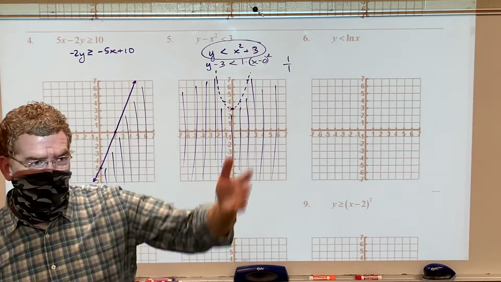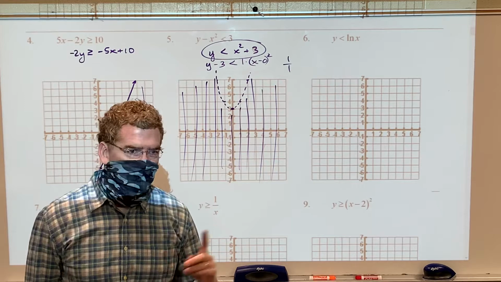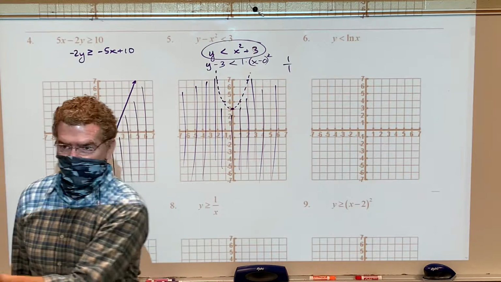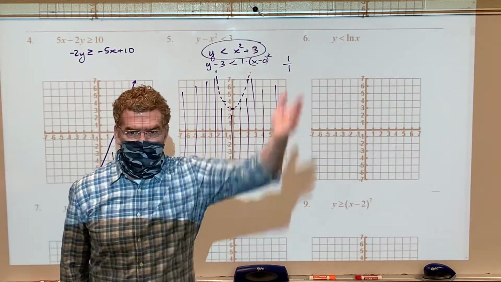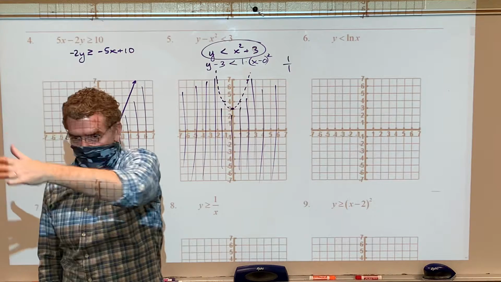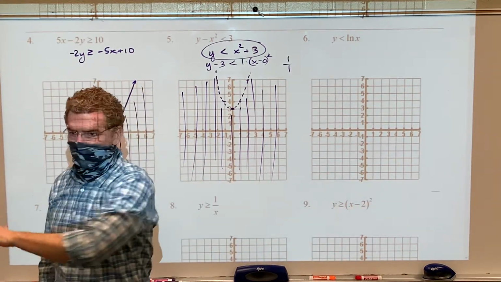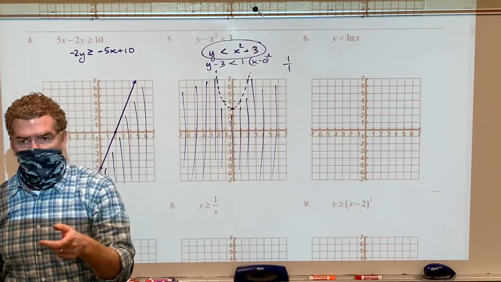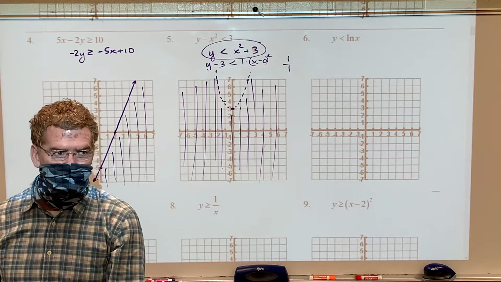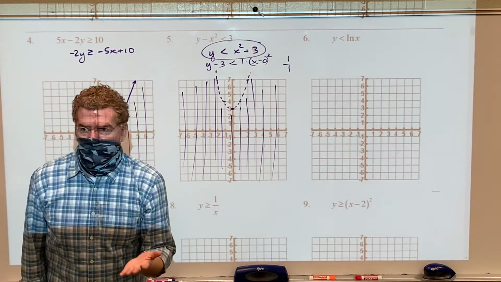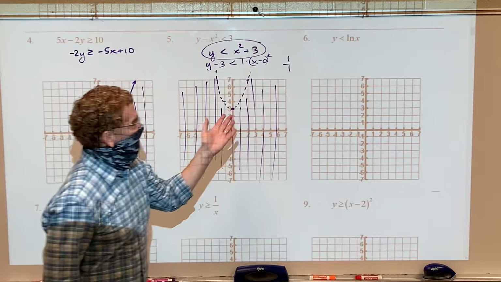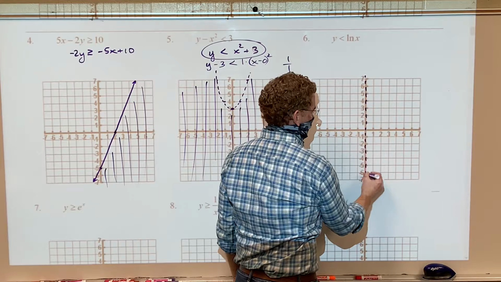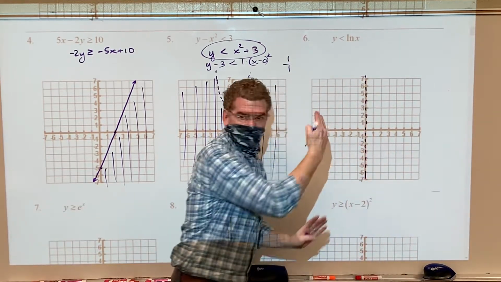And what's the relationship between a log and an exponential curve? They are inverses of each other. And if exponential curves grow like this, or maybe decay like this, exponential curves have horizontal asymptotes. So if logs are inverses, then that means logs have vertical asymptotes. So all I need is to know the vertical asymptote, and since there's no shift, there's my vertical asymptote. If I had shifted like this, then that would be the vertical asymptote.